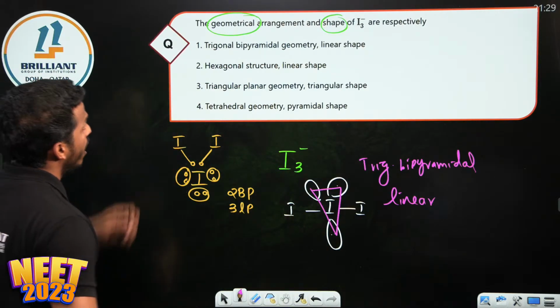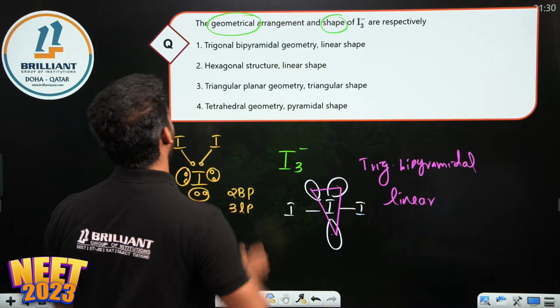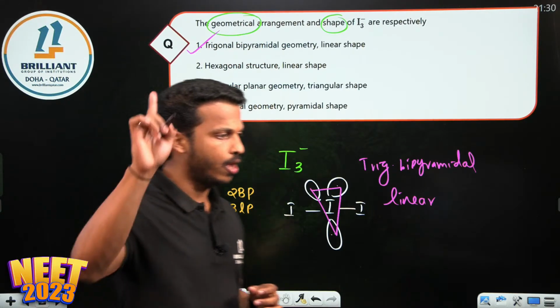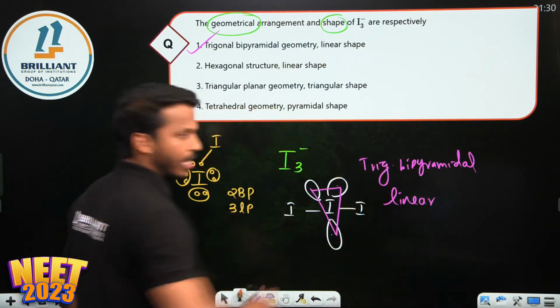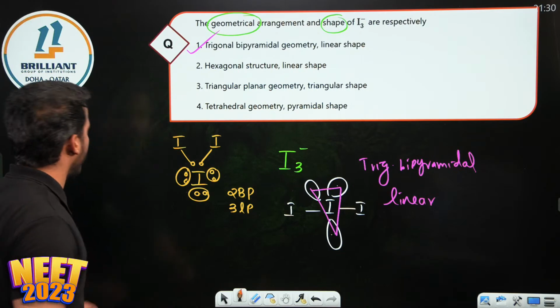So what is the answer, dear all? Trigonal bipyramidal and linear shape. That is option number 1. Yes. Hope it is clear. Let's go to the next question, dear all.